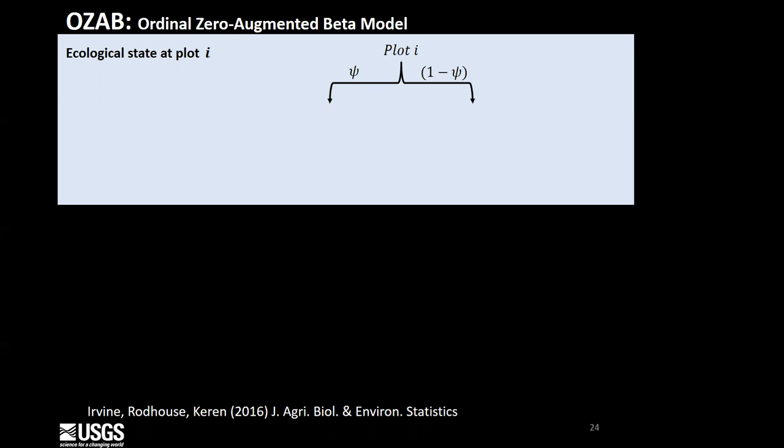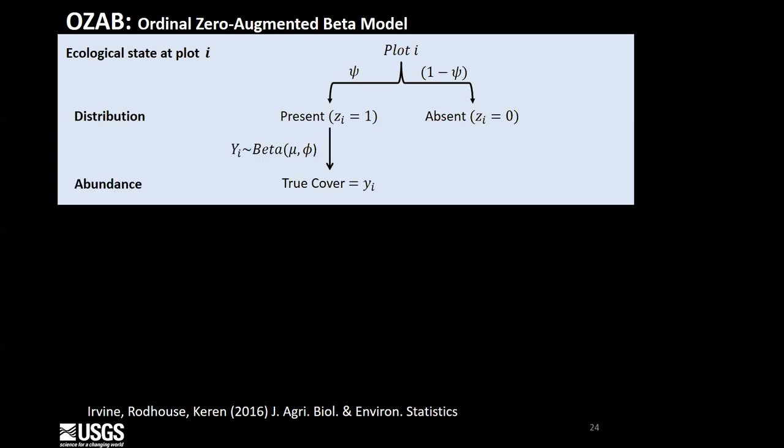And so in this case, back to a plot. If you have, say, any plot i, right, then this psi parameter is dictating whether or not the species is present or absent at the plot. And if it's present, you can think of this as a way to also simulate the data. It's kind of similar to how you're going to simulate it or estimate the parameters. If it's present, then you're going to draw from a beta distribution and get a true cover value. If it's absent, then that cover value is going to be 0.